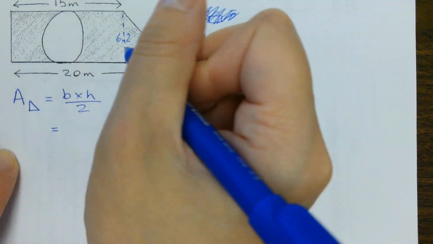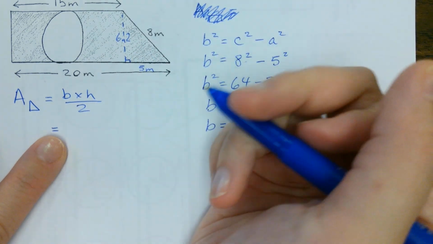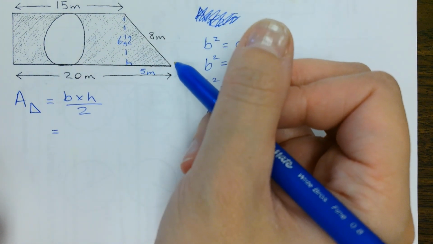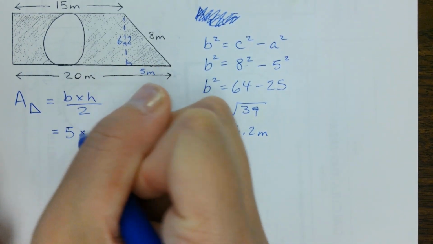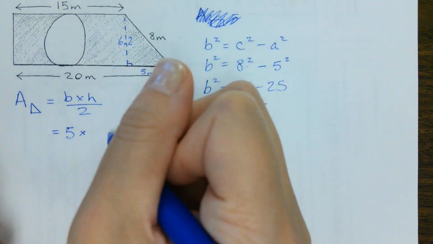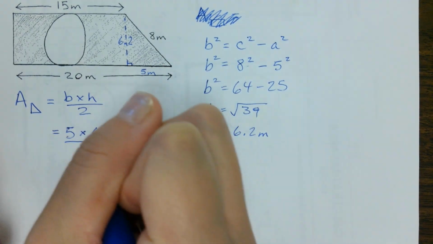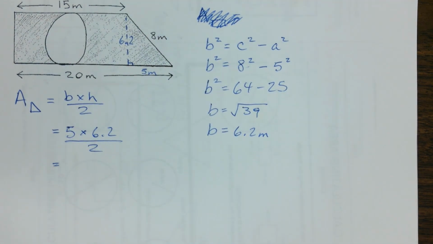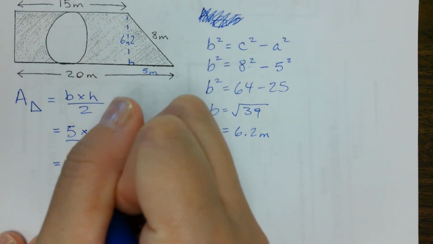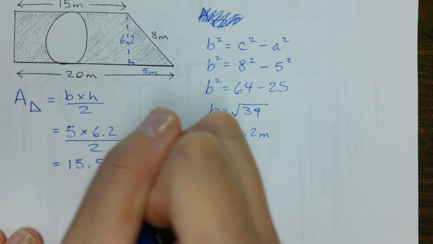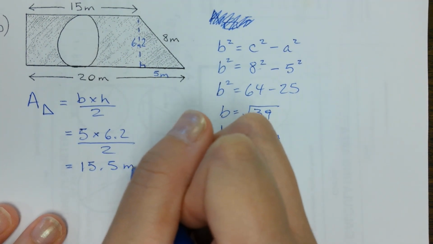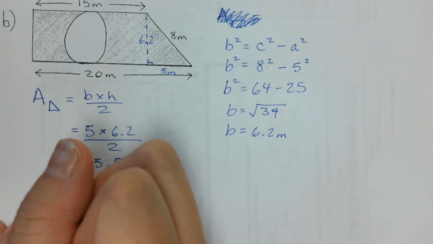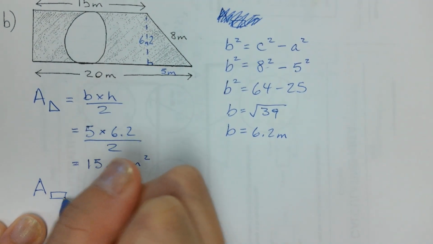So, base of this triangle. How long is the base of this triangle? See, 5, not 20. So just the 5. Height is 6.2. So 5 times 6.2 divided by 2. Area of the triangle, 15.5. What's my unit? Meters square, because it's area. Okay. Area of the rectangle then.